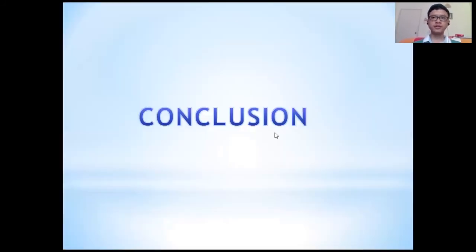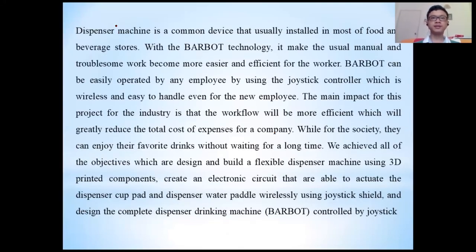So for the conclusion, a dispenser machine is a common device that is usually installed in most food and beverage stores. With the barboard technology, it makes the usual troublesome work easier and more efficient for the worker. The barboard can be easily operated by any employee using the joystick controller, which is wireless and easy to handle for new employees. The main impact of this project for the industry is that the workflow will be more efficient, which will greatly reduce the total cost of expense for a company, while society can enjoy their favorite drinks without waiting for a long time.